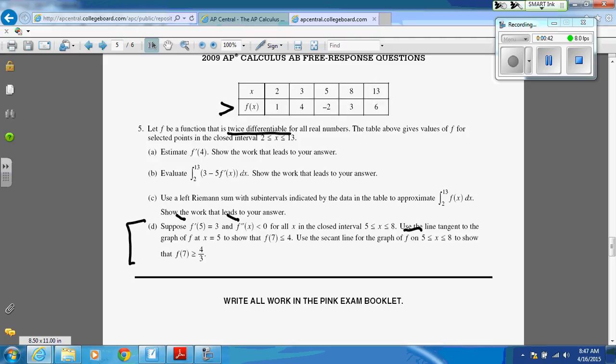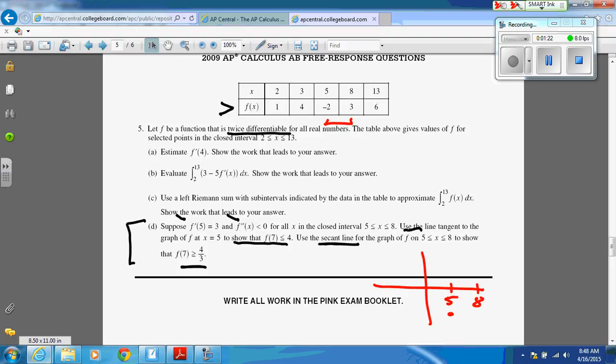First, to use the line tangent to show that f of 7 is less than or equal to 4, and then use the secant line for the graph to show that f of 7 is greater than or equal to 4/3. Well, it's not immediately obvious how these things are related, the tangent line and the secant line. So we're going to begin to unlock that question by trying to draw a quick sketch on the interval between 5 and 8.